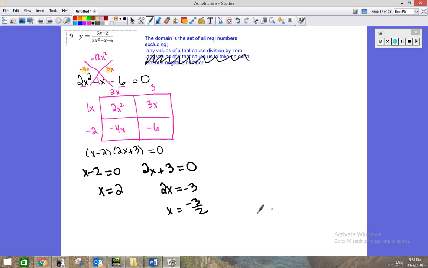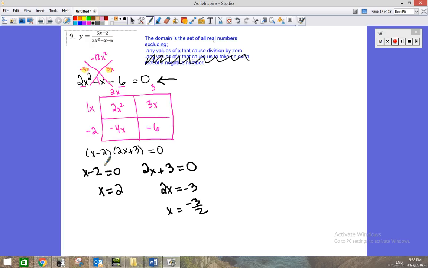So what have we found now? These are the two values that were solutions to this equation. Well, where did that equation come from? That equation came from the denominator. Remember that we were trying to find values of x that would cause division by 0 because we have to avoid them. Positive 2 and negative 3 halves are two numbers that, if you plugged them in, you would have a 0 in the denominator.